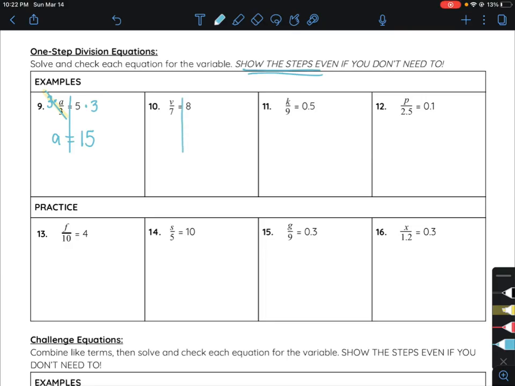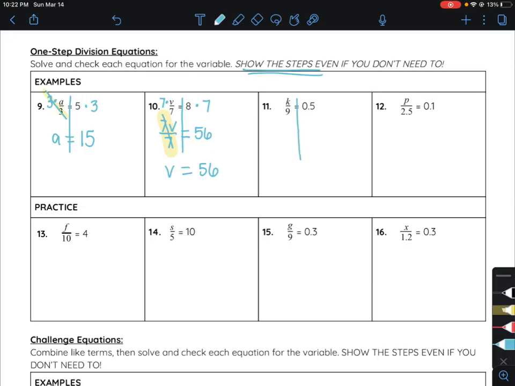Draw your line down for number 10. V divided by 7. Let's do the inverse and multiply by 7. 7 times V over 7. If you're not convinced, 7 times V over 7 would simplify to 7V over 7 equals, and then on the other side, 56. Now maybe it's more obvious to see the 7 over the 7. 7 divided by 7 is 1. So this is just 1V, or V, equals 56.